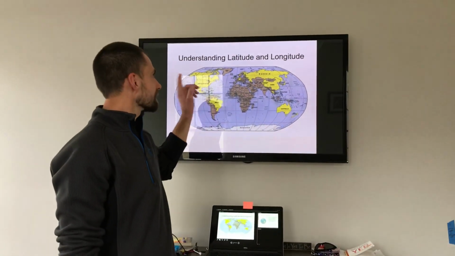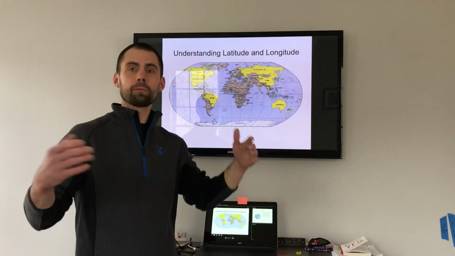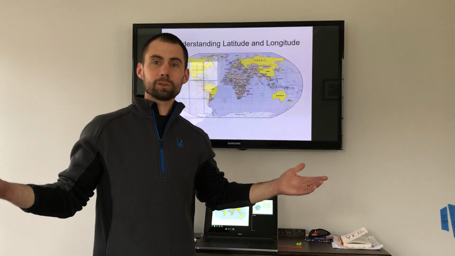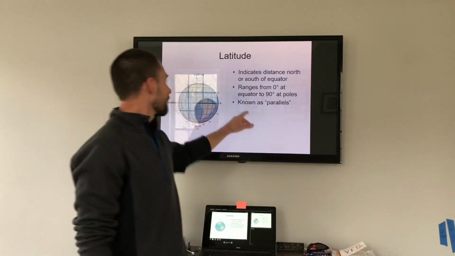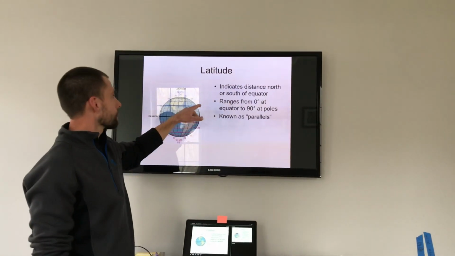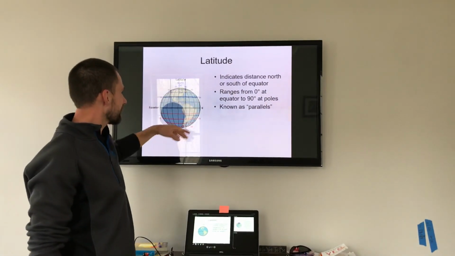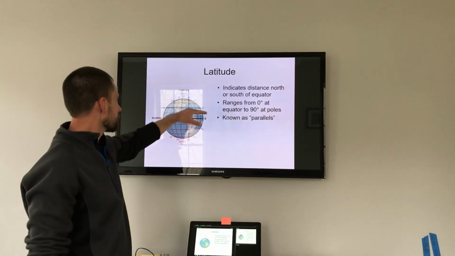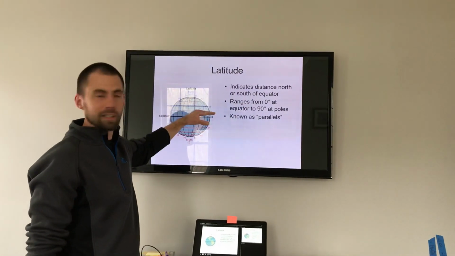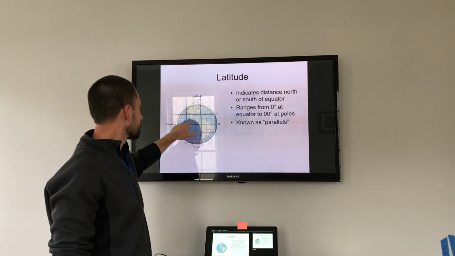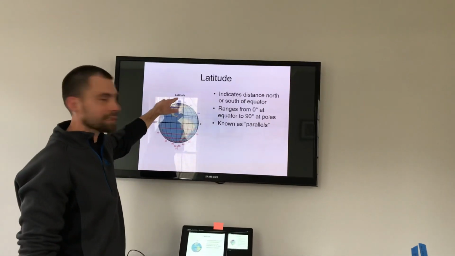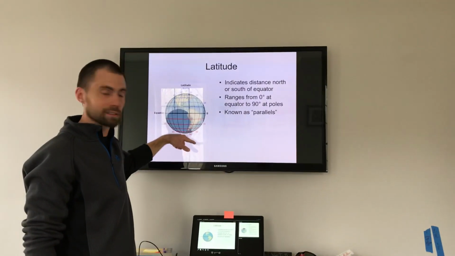We'll start talking about understanding latitude and longitude. Everybody's heard about latitude and longitude just because of coordinates. Let's talk a little bit more about it. What does it actually mean? When we're talking about latitude, we're talking about the distance north or south of the equator. When you look at the Earth, you see all these straight lines going across. They're lines of latitude. They're called parallels, north and south of the equator. It starts at 0 at the equator, and as you move to the north or the south pole, you're hitting 90 degrees.